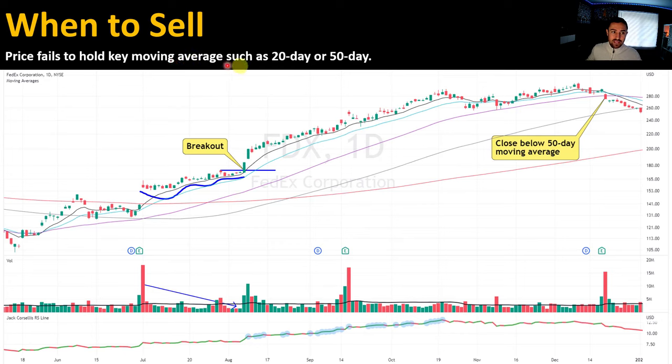Price fails to hold key moving averages such as the 20 day or 50 day. So this one here is FedEx, and you can see nice VCP action, a reaction to the earnings, then it holds up, tightness, 1-2 punch coming through in here. The black line is the 10 EMA, the blue line is the 21 EMA. For me, I use the 21 EMA, so that's what I put on my chart. And then the purple line here is the 50 SMA. There's the close below the 50 SMA.